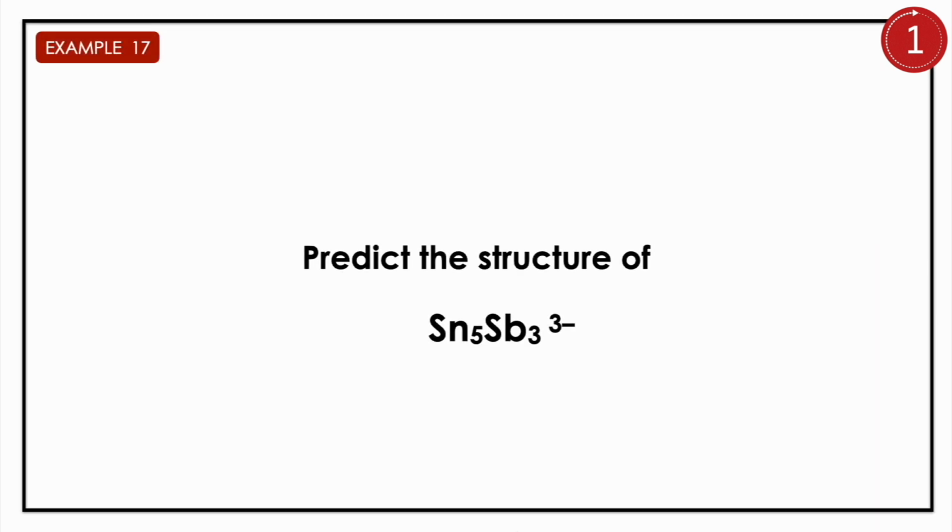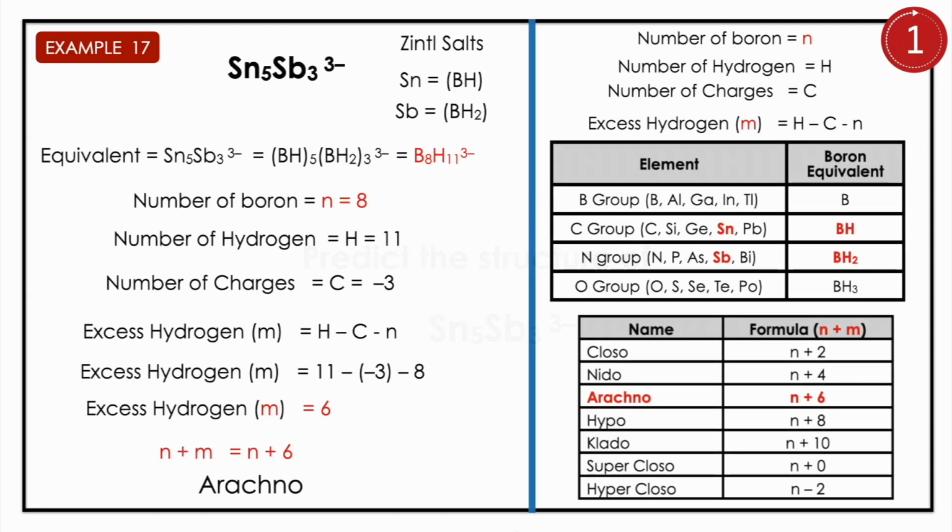Then the next example, here Sn5Sb3 3 minus is given. Tin and antimony metal cluster trianion system. You should find the structure using Wade's rule. The given compound is a metal cluster formed by two metals, tin and antimony, clearly a Zintl salt. If you write the boron equivalent, tin will be BH, antimony will be BH2.